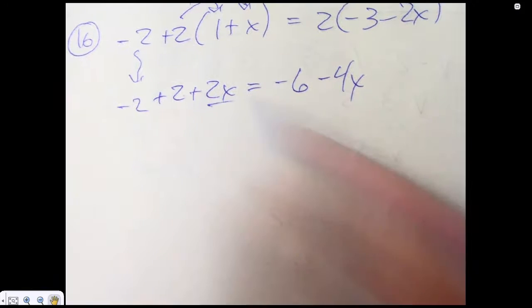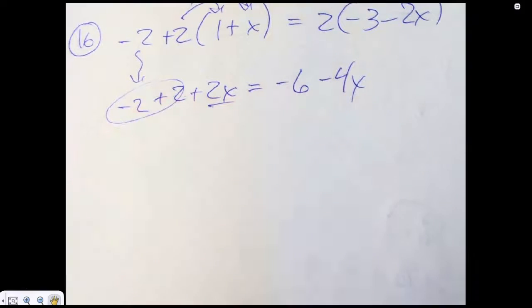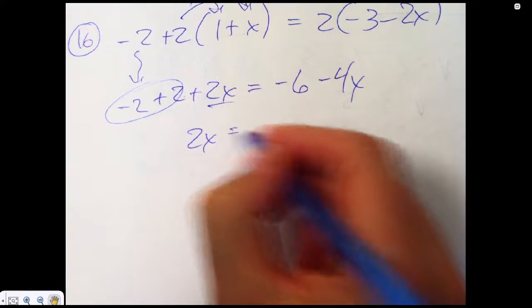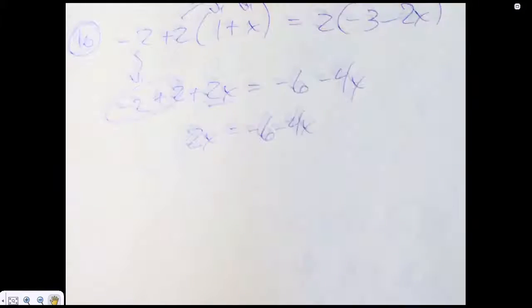From here, I think most people would then simplify on each side. So over here, I have x's and I have numbers. So I'm going to combine those numbers. Well, these are nice because when I combine those numbers, -2 plus 2 is 0. 2x equals -6 minus 4x.